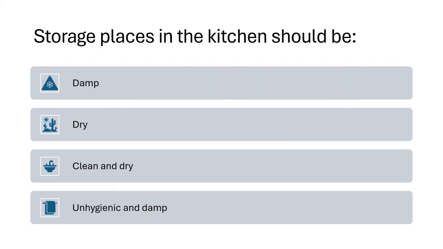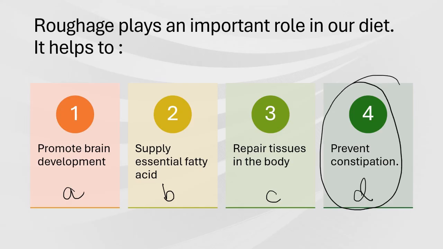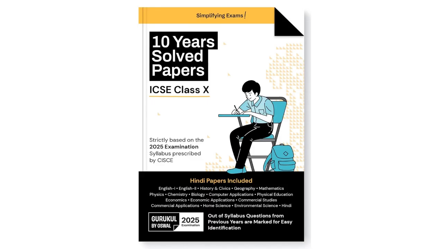Storage places in the kitchen should be. Now storage places should be damp or dry, clean and dry, or unhygienic and damp. This is such an easy question. It has to be clean and dry. Now roughage plays an important role in our diet. Okay. To promote brain development, or supply essential fatty acid, or repair tissues in the body, or prevent constipation. What is the correct answer? It prevents constipation. Let's go ahead.